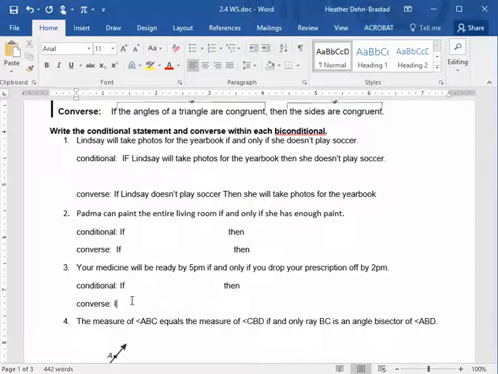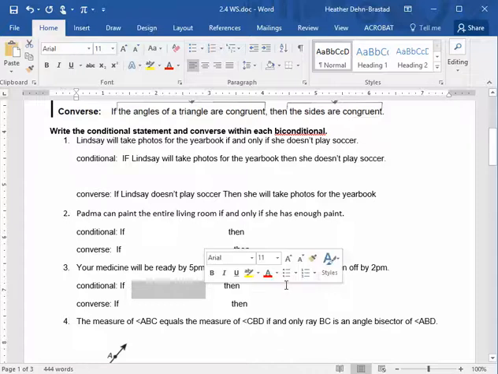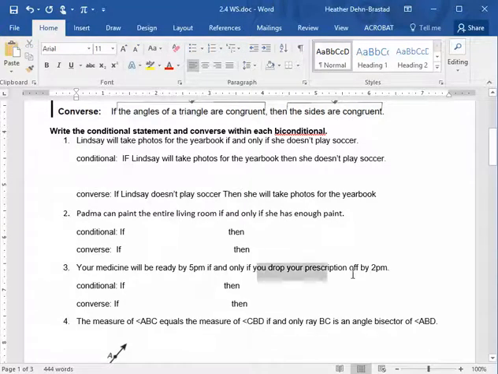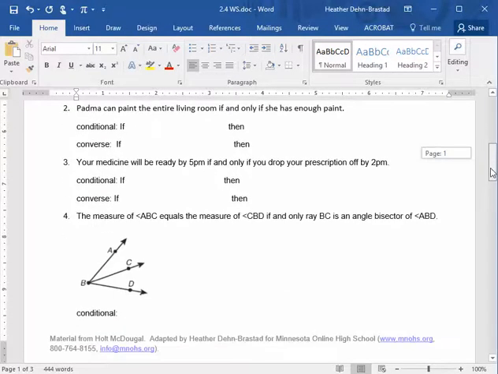The converse, of course, is when you switch the hypothesis and the conclusion around. So when you decide what your hypothesis will be, then that is the first part of the conditional statement, and then after that will be the conclusion, which will go here. And then for the converse, you just switch those two parts around.